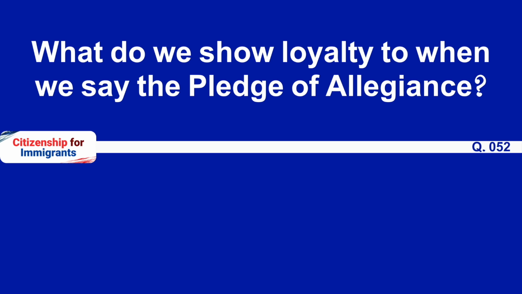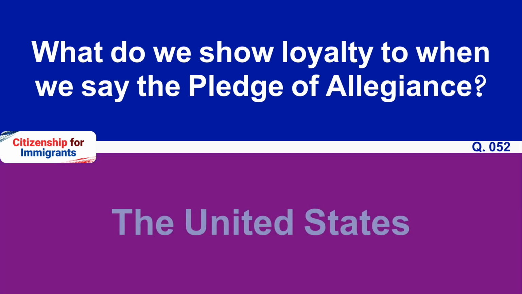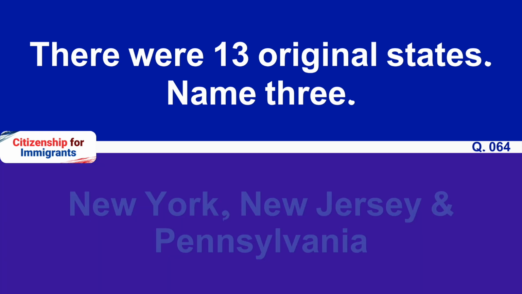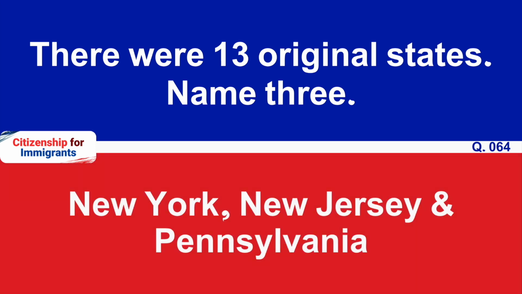What do we show loyalty to when we say the Pledge of Allegiance? The United States. There were 13 original states. Name 3. New York, New Jersey, and Pennsylvania.